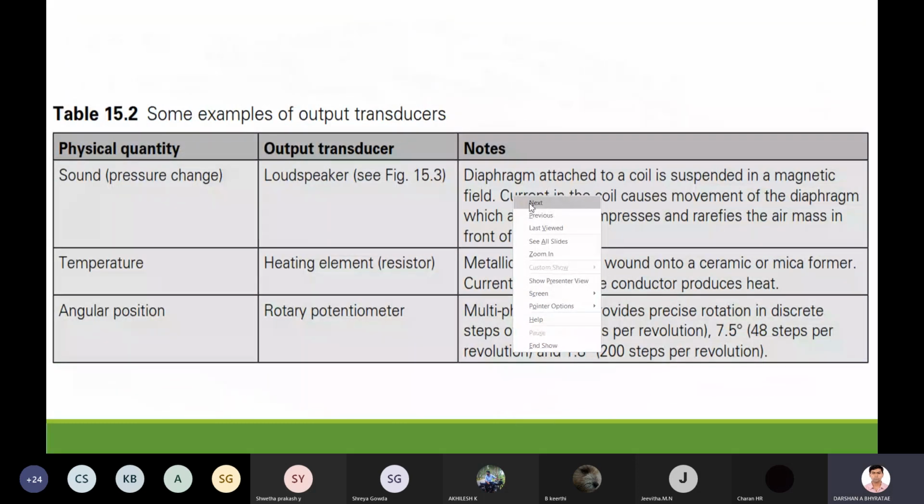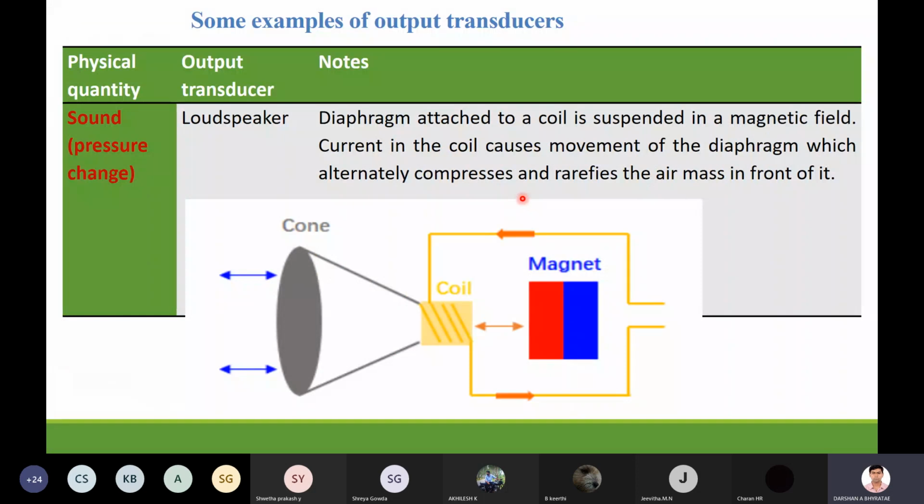Okay, output transducer is nothing but what? Loudspeaker, heating element. All these are output transducers. Output transducer is nothing but what? It is going to convert the electrical signal into a physical quantity. That is what we call an output transducer.